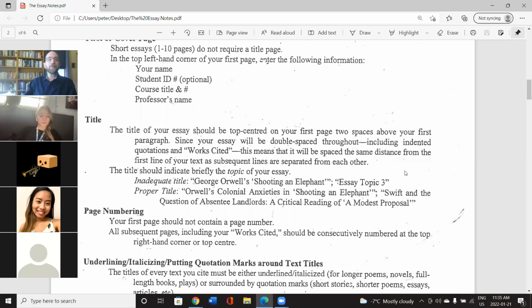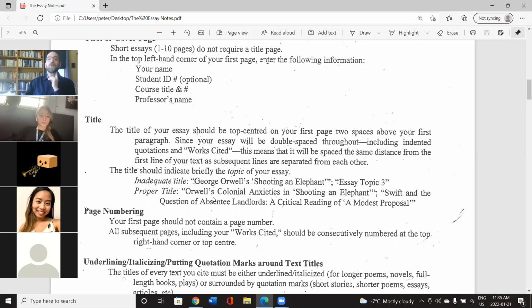Or essay topic number 3, that's also an insufficient or inadequate title. Proper titles indicate to me the topic that you're going to address in a few tightly packed, terse words. I do like titles with colons, because that can indicate, well, I'll show you. Orwell's Colonial Anxieties in "Shooting an Elephant." I like this title. You're going to deal with that text and you're going to deal with this topic.